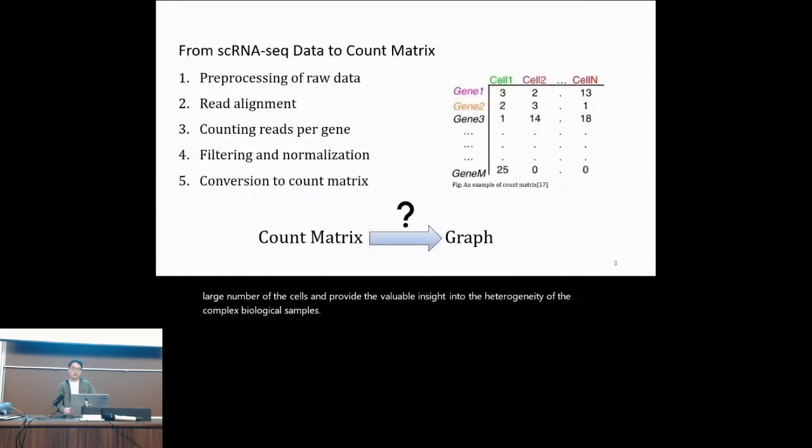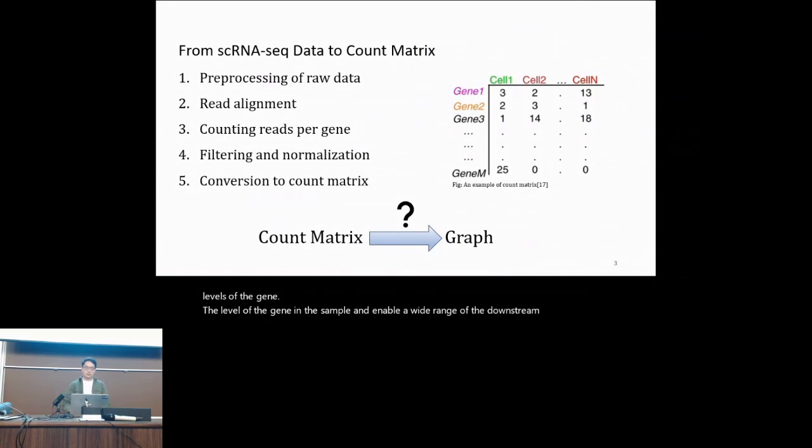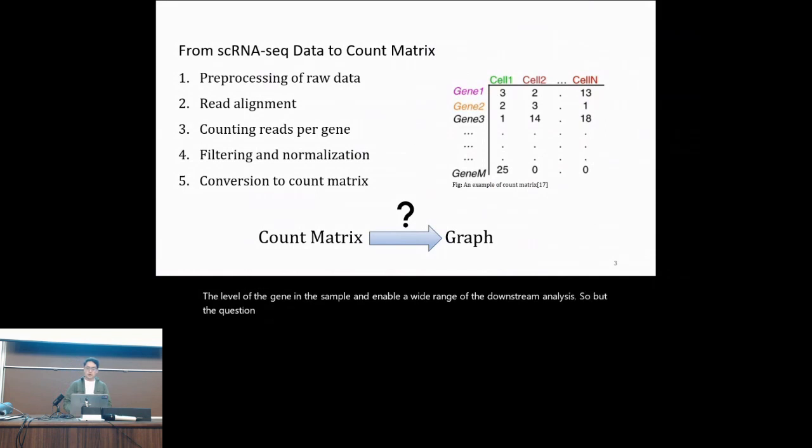So converting the gene expression data to a count matrix is a fundamental step in the analysis of single cell RNA sequencing, as the count matrix captures the expression levels of the genes in the sample and enables a wide range of downstream analysis. But the question is, is it possible to further convert the count matrix into a graph?